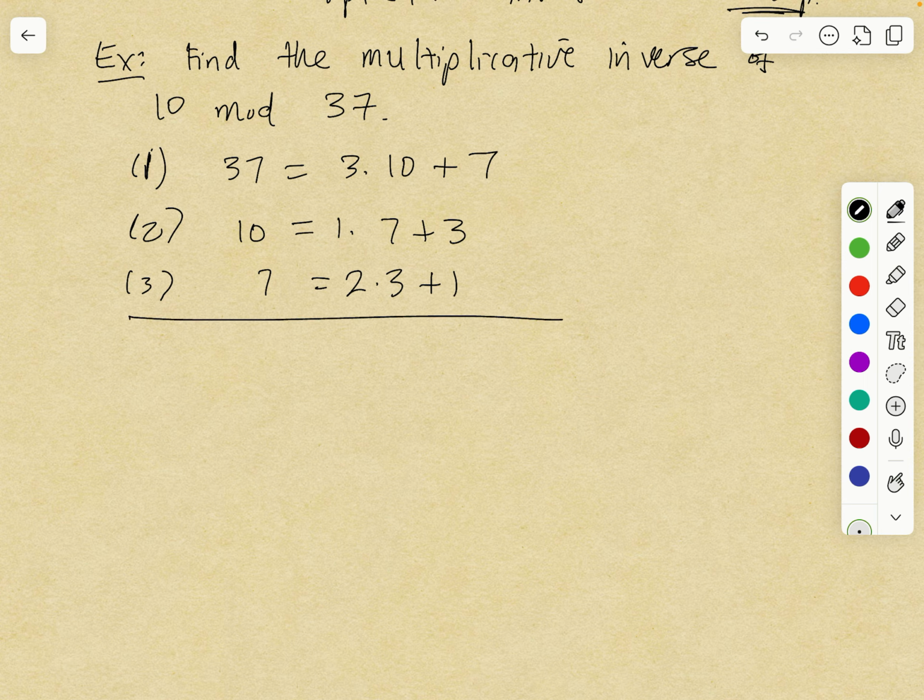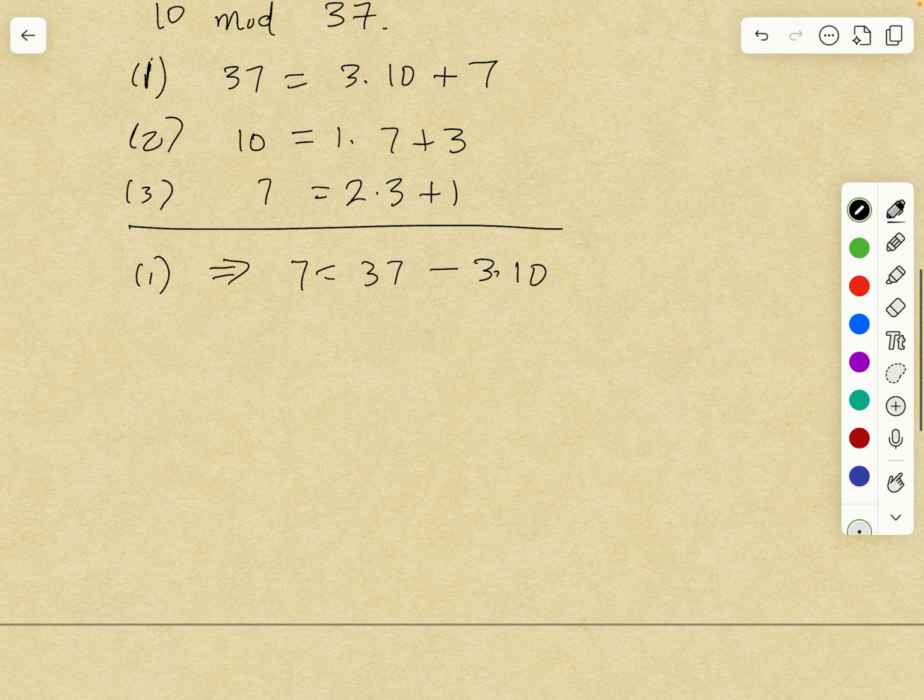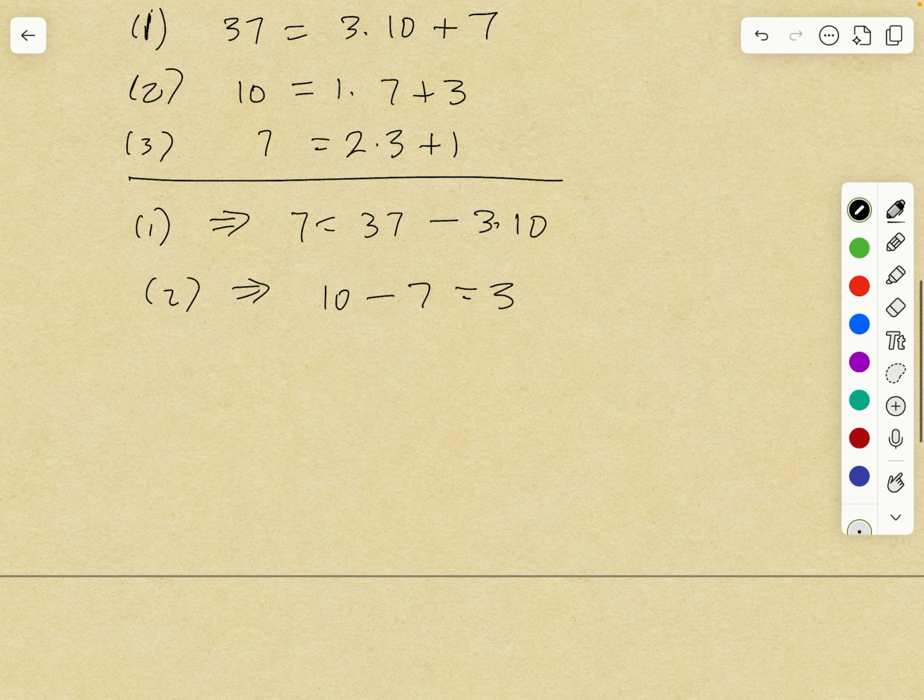Okay, well, the first equation tells us, as I explained in the video on the extended Euclidean algorithm, we write 7 is 37 minus 3 times 10. And then the second equation tells us that 10 minus 7 is 3. And now we substitute my equation for 7 in terms of 37 and 10 in. So it's 10 minus (37 minus 3 times 10) is 3.